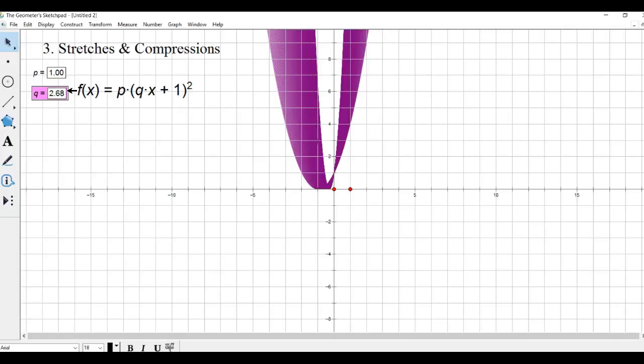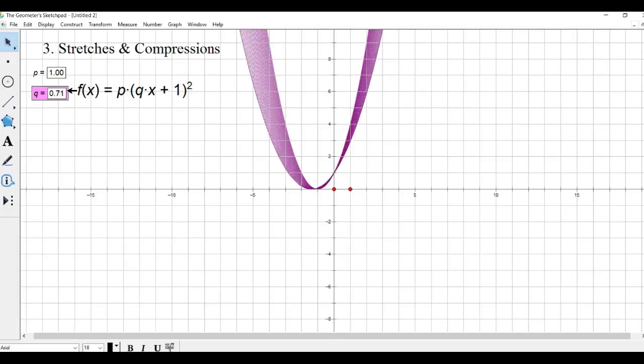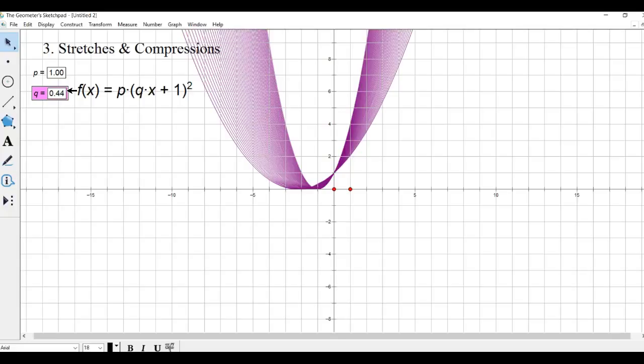So that's for Q greater than 1. Now let's have a little look at what happens when this value of Q is less than 1 but greater than 0. I'll bring it back down to 1, and we're going to be back to where we started any moment now. Right, I'll get rid of those traces. We're back to where we started. Q's at 1. What happens when Q gets less than 1? What we say there is that it's a horizontal stretch, where the graph is being pulled away from the y-axis, and that's when Q is between 0 and 1. Have a look at this.